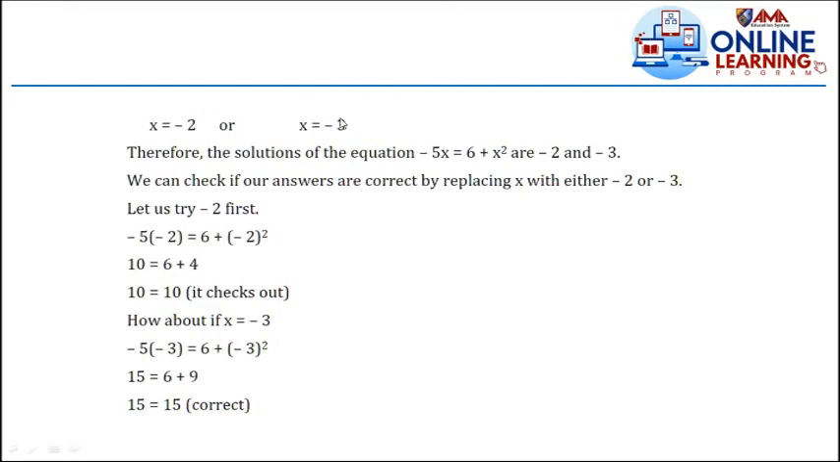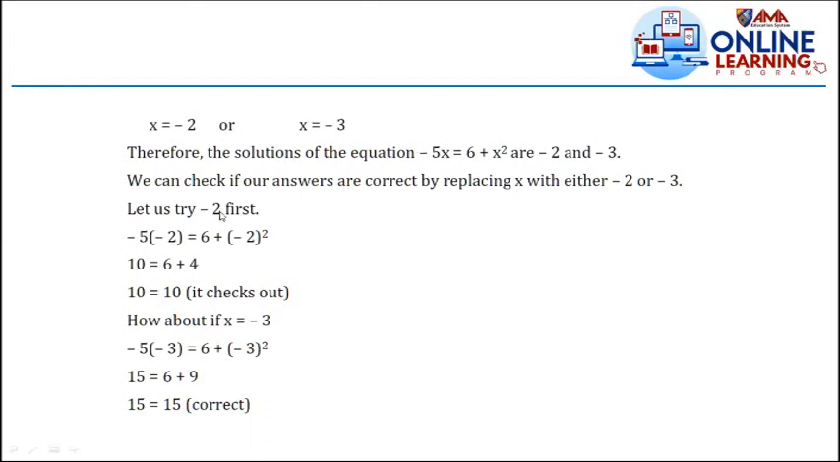The second answer, x is equal to negative 3. Therefore, the solutions of the equation negative 5x is equal to 6 plus x squared are negative 2 and negative 3. So next, we're going to check. We can check if our answers are correct by replacing x with either negative 2 or negative 3.